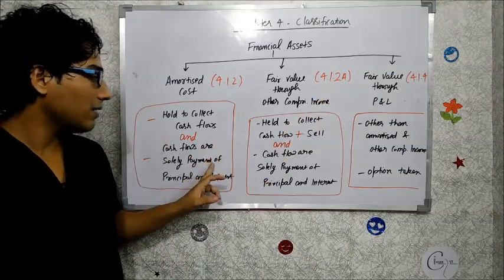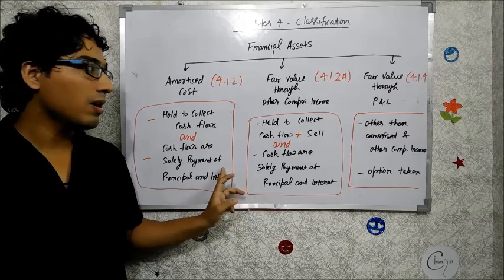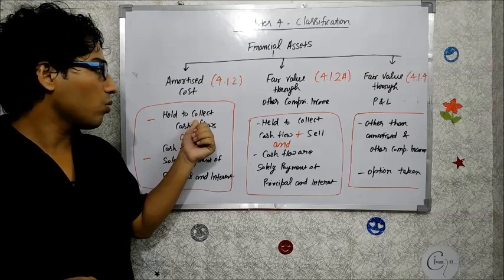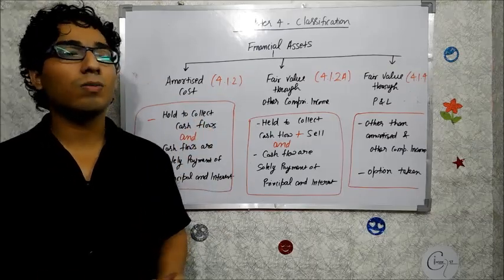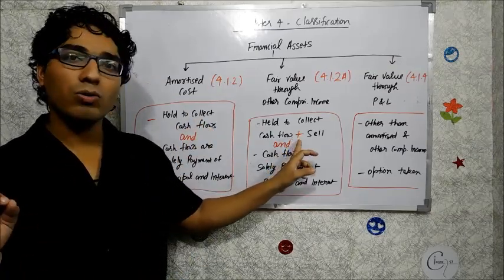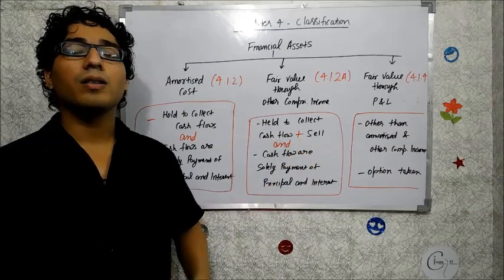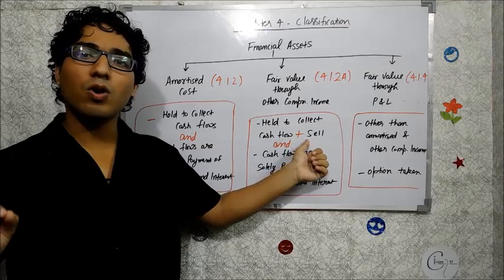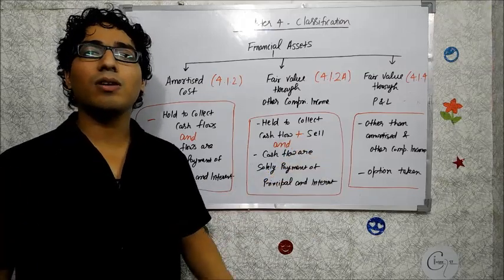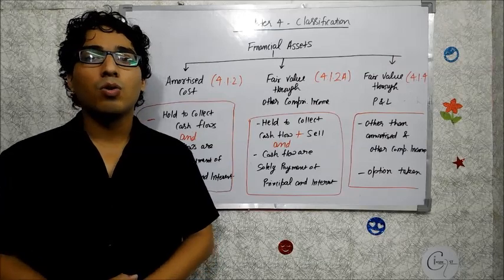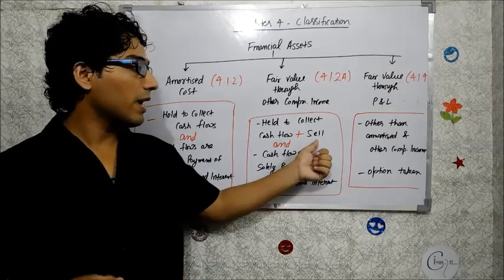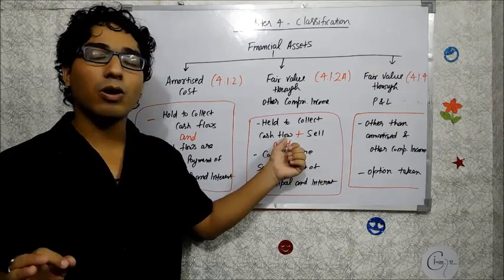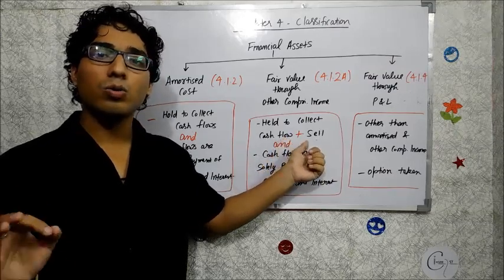So this situation is similar in both cases, but here is the difference: in amortized cost you just hold the asset to collect the contractual cash flow, but here you also hold the financial instrument to collect the contractual cash flow, plus you also have the objective to sell it whenever you feel you have to sell it. So, for example, of the cases where you are holding the asset for collecting the contractual cash flow and also to sell it.